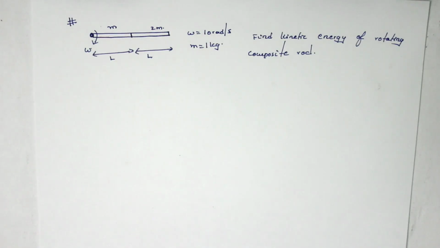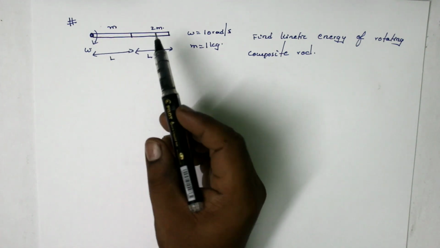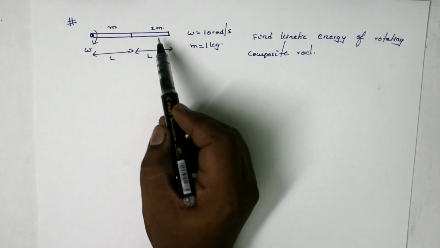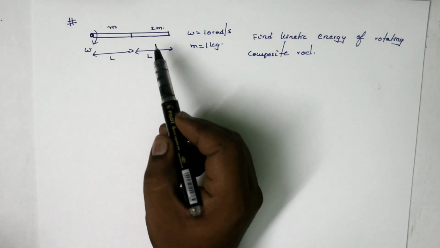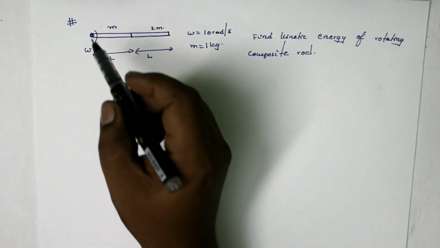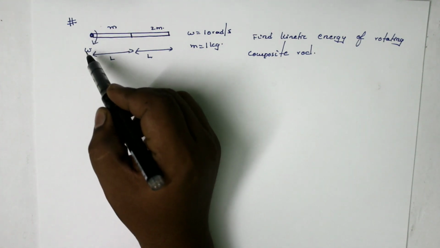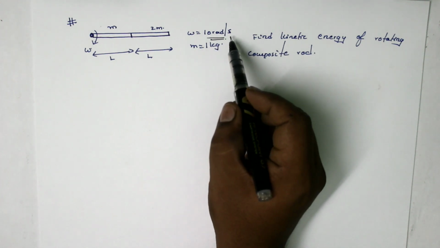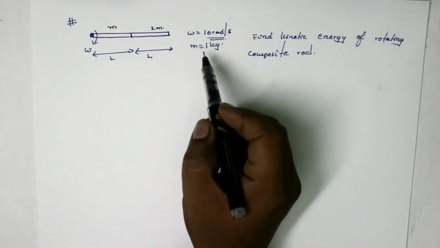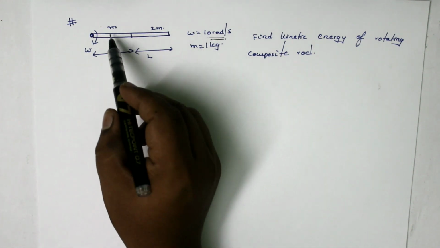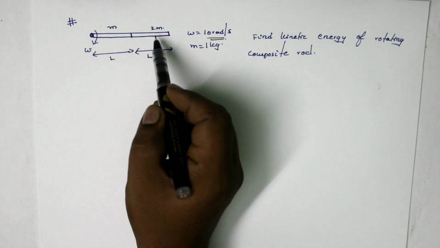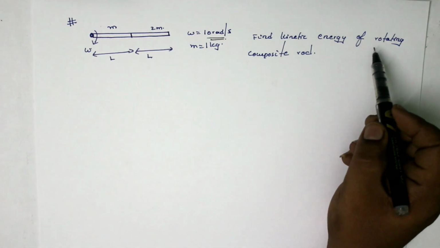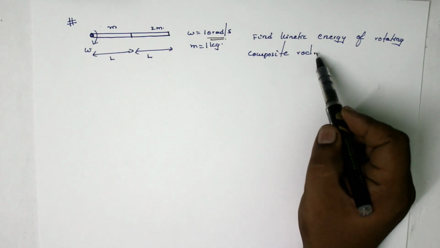Now let us see this question. This is a composite rod. One rod has a mass of m and length L. Another rod has a mass of 2m and its length is also L. Around this axis, this composite rod is rotating with an angular velocity of 10 radians per second, and the m value is 1 kg, that is, this rod has a mass of 1 kg, then this rod will have a mass of 2 kg. Then find the kinetic energy of the rotating composite rod.